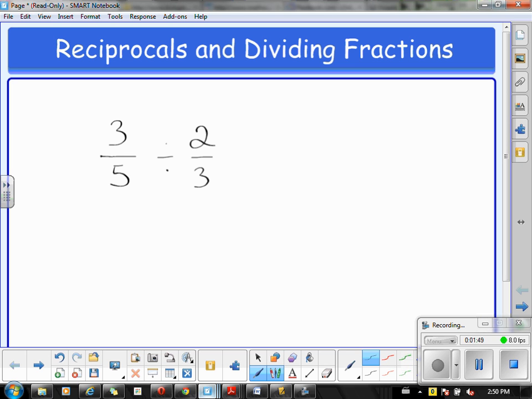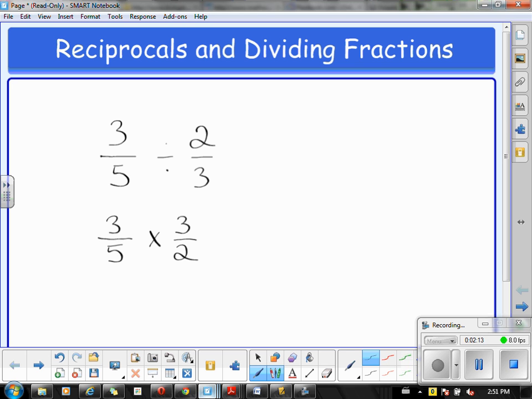The first step is to rewrite the first fraction and don't change it. Leave it as 3/5. Second step, you change the division to multiplication. The third step is you write the reciprocal of the second fraction. So my second fraction was 2/3. I'm going to write it as 3/2.